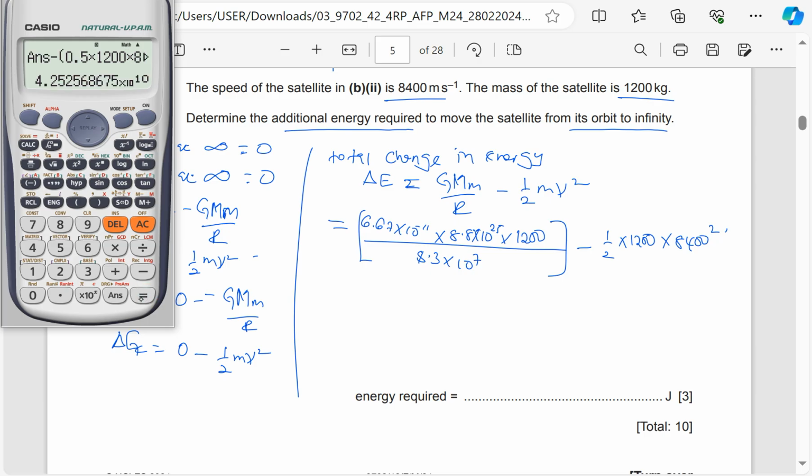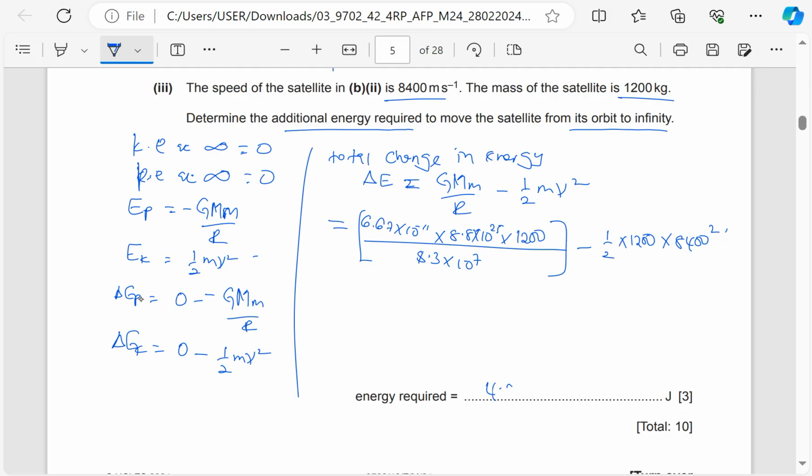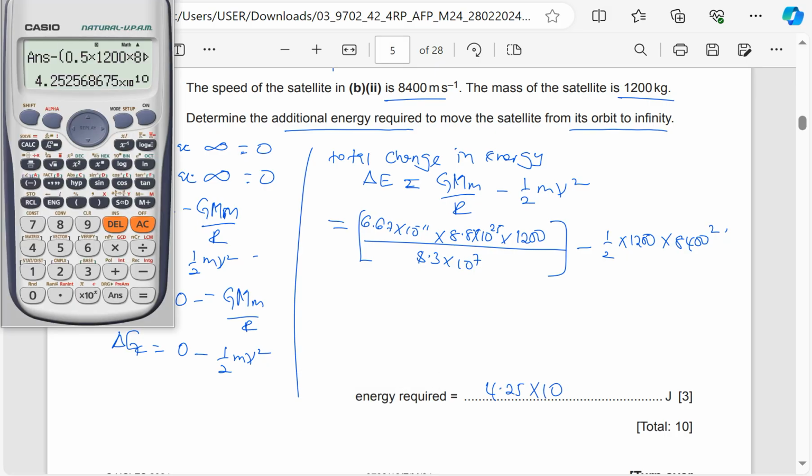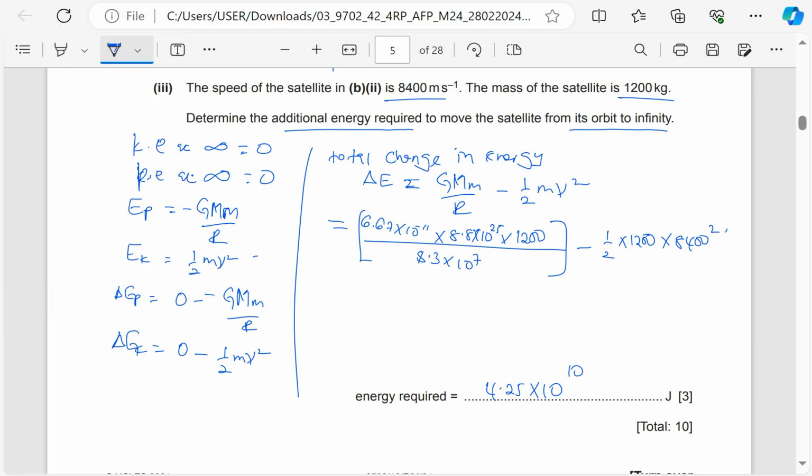So I'm getting 4.25 times 10 to the power of 10 joules.